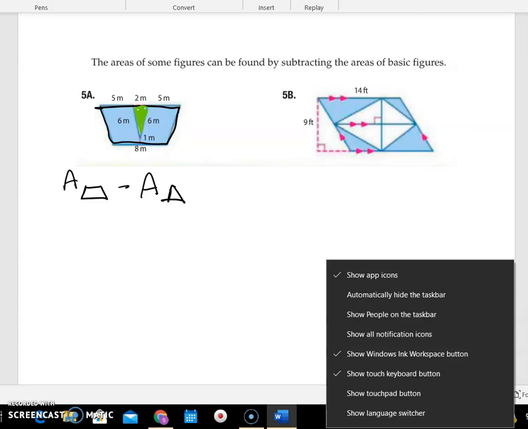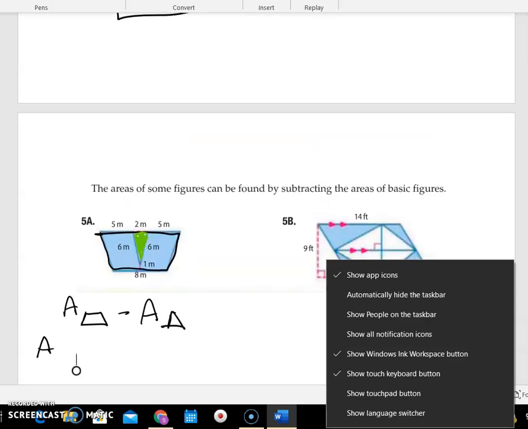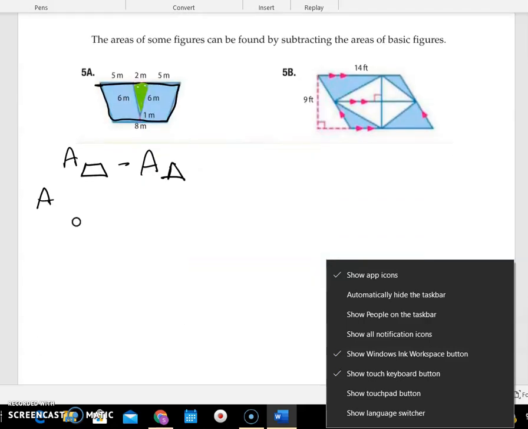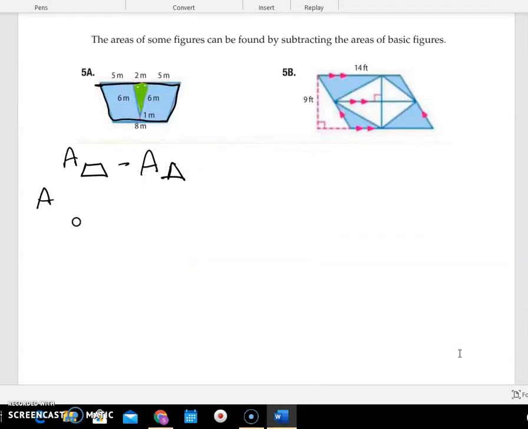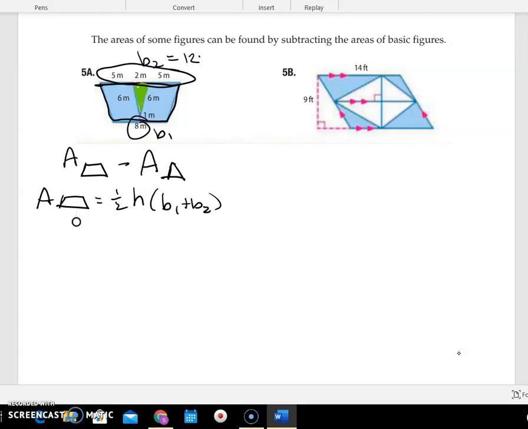And I do see that I'm going to have to do a little bit of work here. The area of my trapezoid is 1/2 the height times base 1 plus base 2. And so I have my base 1. Maybe I'll let this be base 2. I've just got to add the parts together there, so that's 12 meters.